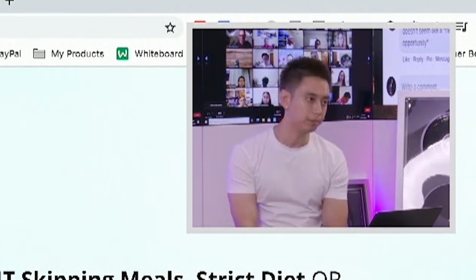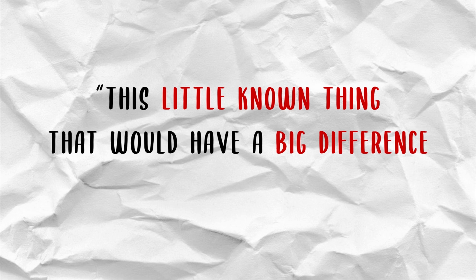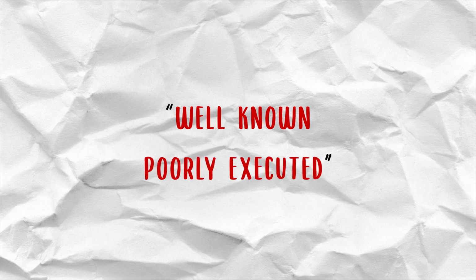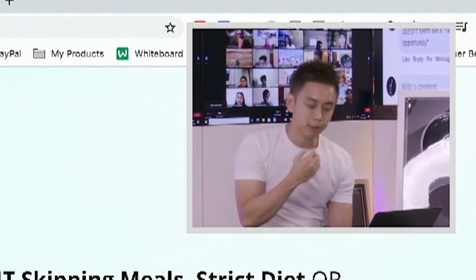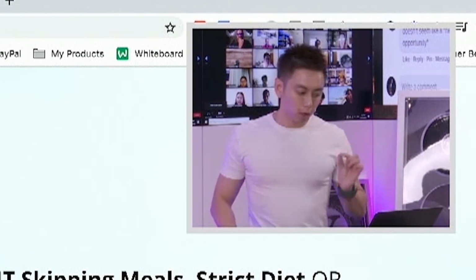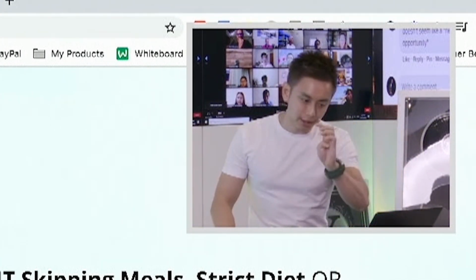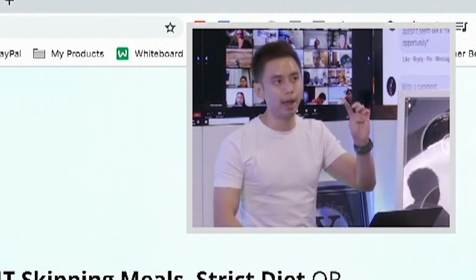The first angle is angles like this little known thing that would have a big difference on result. So little known, big difference. It could be well known, poorly executed. Now this angle is basically what I call the they overcomplicated angle. You see, so far right up to this point, you say that, you see, it just comes back down to a balanced lifestyle with a healthy diet.